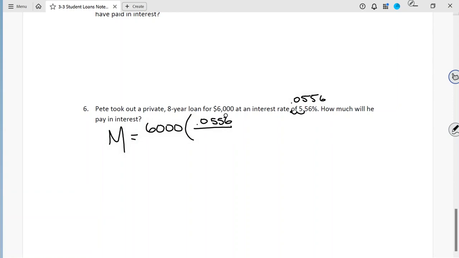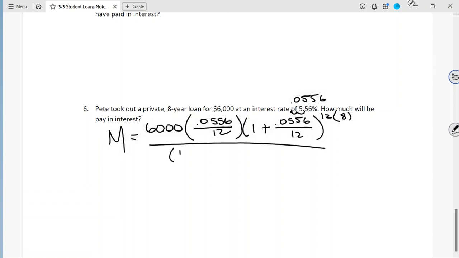So 0.0556 divided by 12, times 1 plus R over 12, which is 0.0556 divided by 12, to the power of 12 times the number of years he's paying it off, which is 8 years. All over 1 plus R over 12, which is 0.0556 divided by 12, to the power of 12 times t, which is 8 years, minus 1, and that equals $77.57. That is how much he's paying every single month.